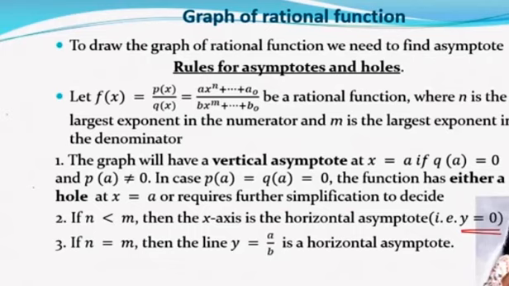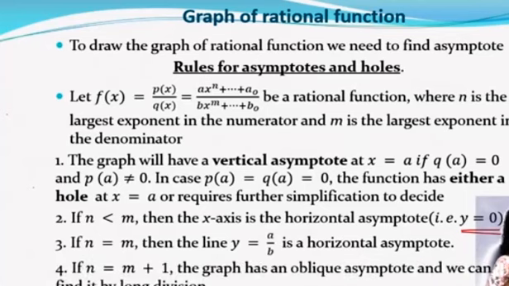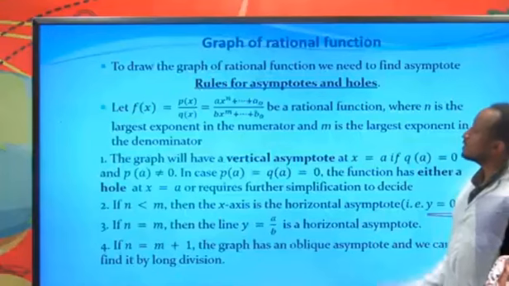In addition to this, as you can see, the degree of the numerator is 0 and the degree of the denominator is 1. So the degree of the numerator is less than the degree of the denominator. In this case, it has a horizontal asymptote. Therefore, the horizontal asymptote for this is y equals 0.